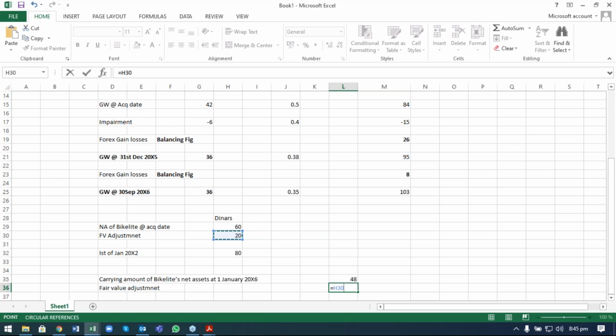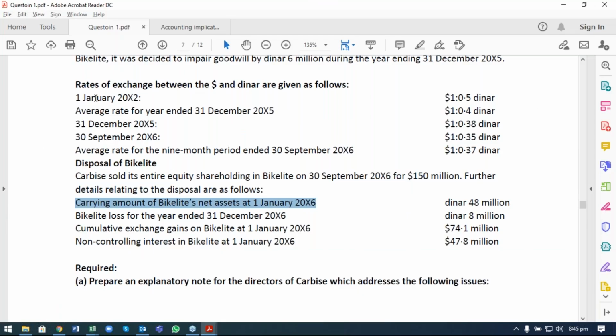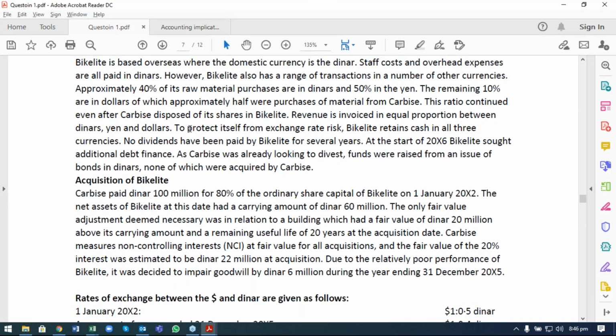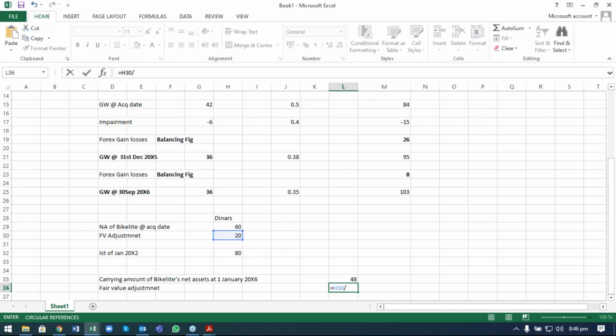How many years have passed up to this point, till the 1st of January 2006? So this 20 million divided by 20 years, the remaining useful life of this building was 20 years. What we have adjusted the fair value over here was the 20 million dinars, the fair valuation carrying amount, and useful life of 20 years. Right now I'm just making the fair value adjustment.